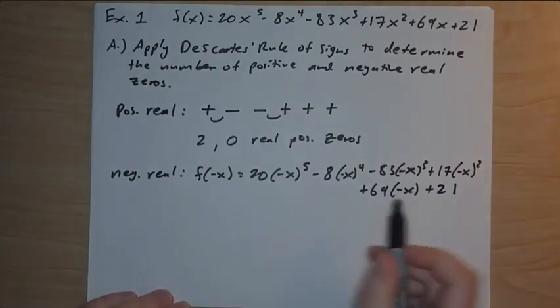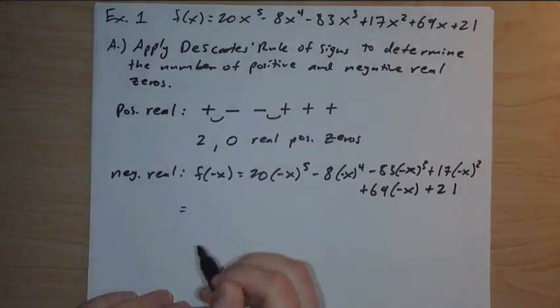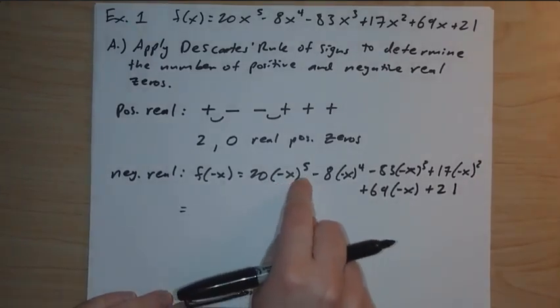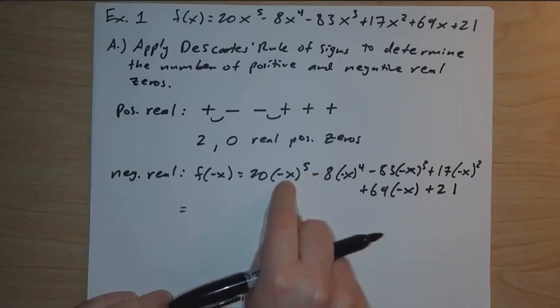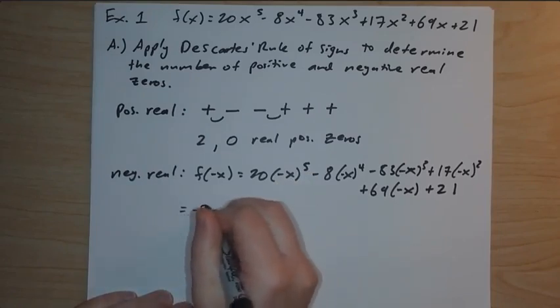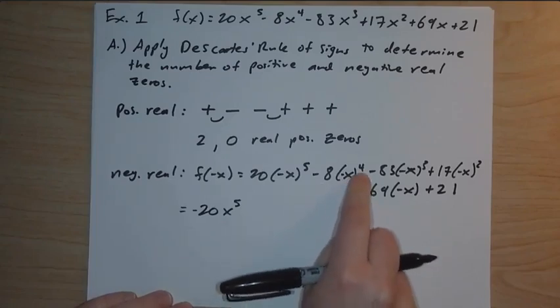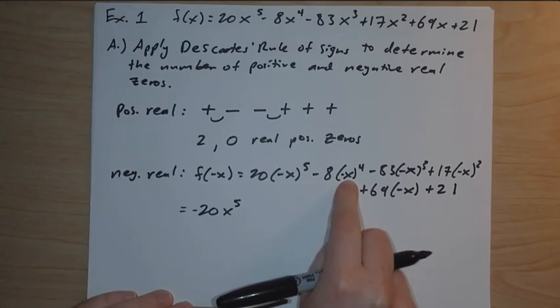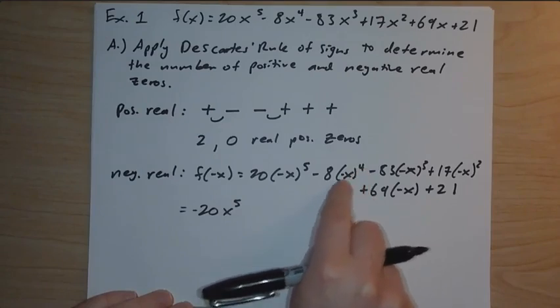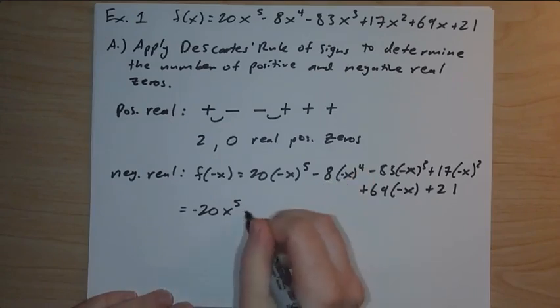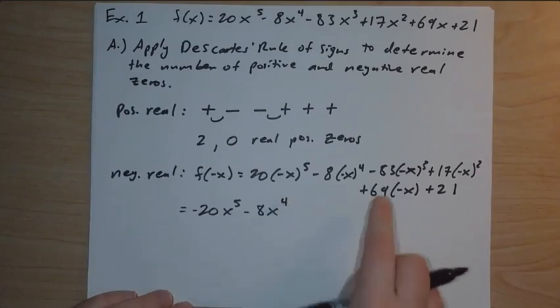So then we're going to simplify this a little bit. If we have negative x to the fifth, this is odd, so that means our negative is going to still be there. So this is going to be negative 20x to the fifth. And we have negative x to the fourth. Negative 1 times negative 1 times negative 1 times negative 1 is going to give us positive 1. If we multiply a negative number an even amount of times, it's going to be positive. So this negative here is going to go away. We're going to be left with negative 8x to the fourth.